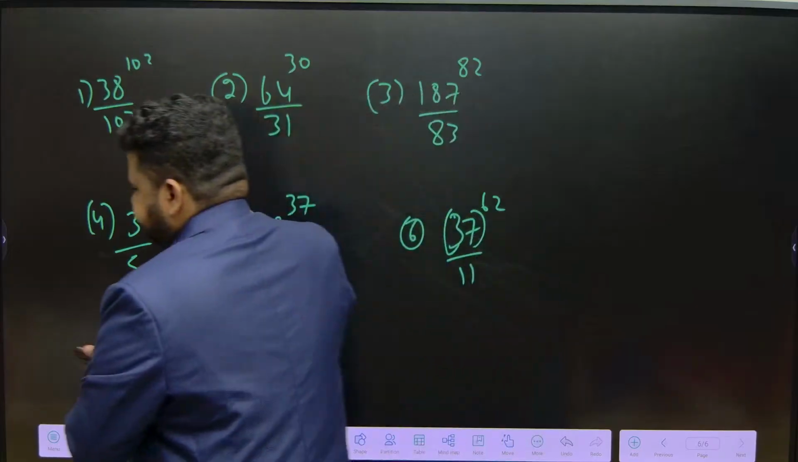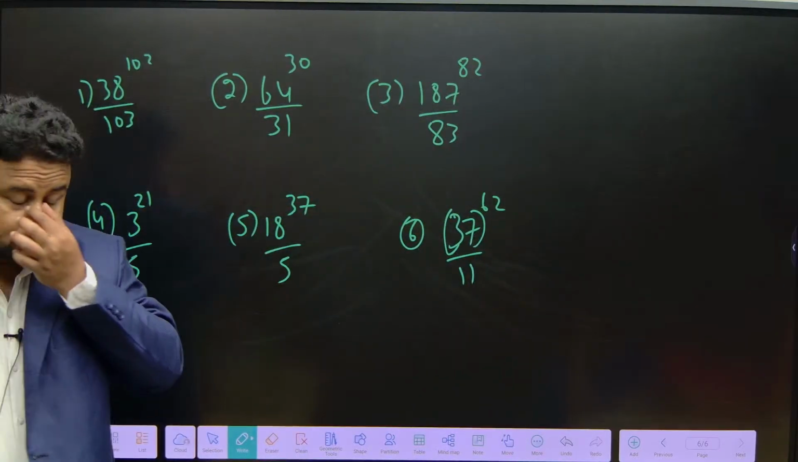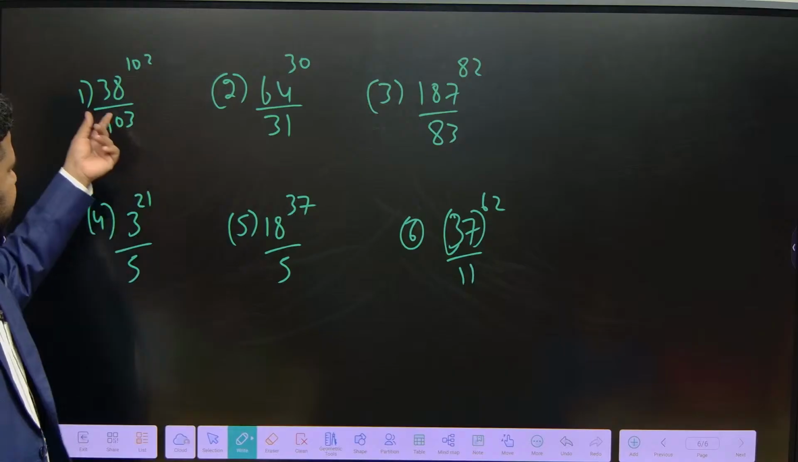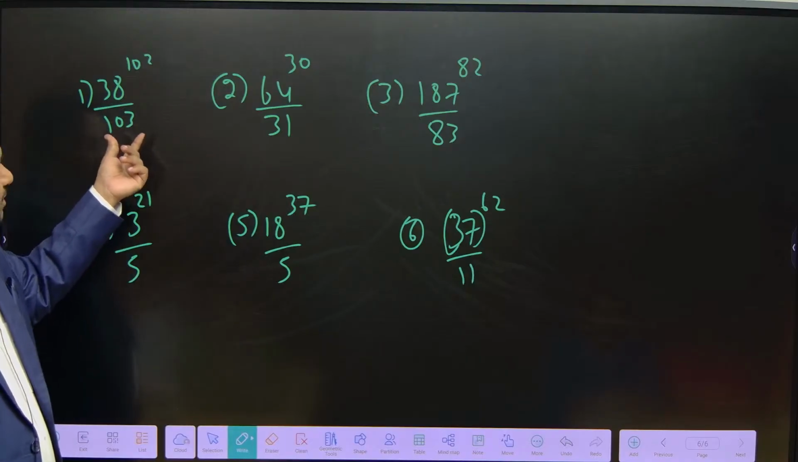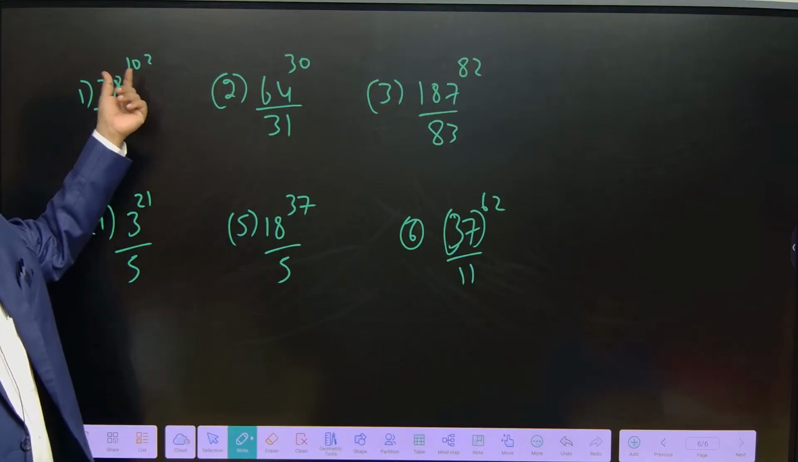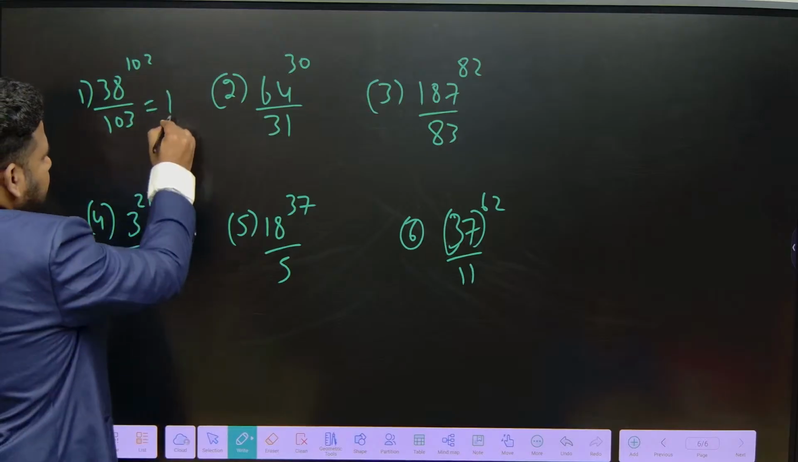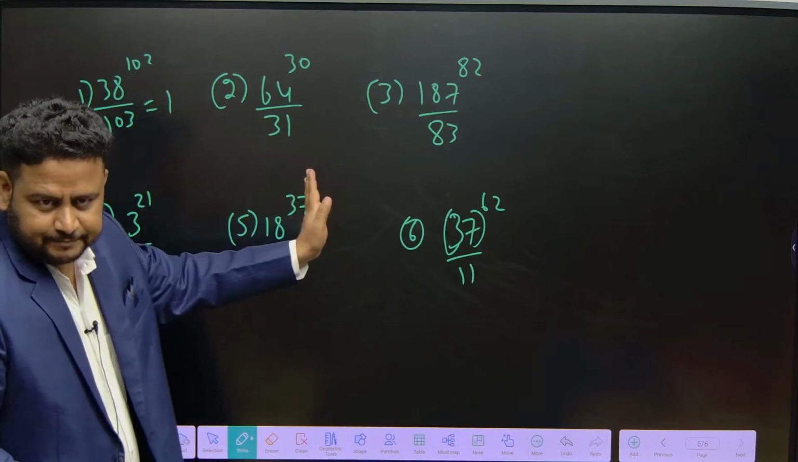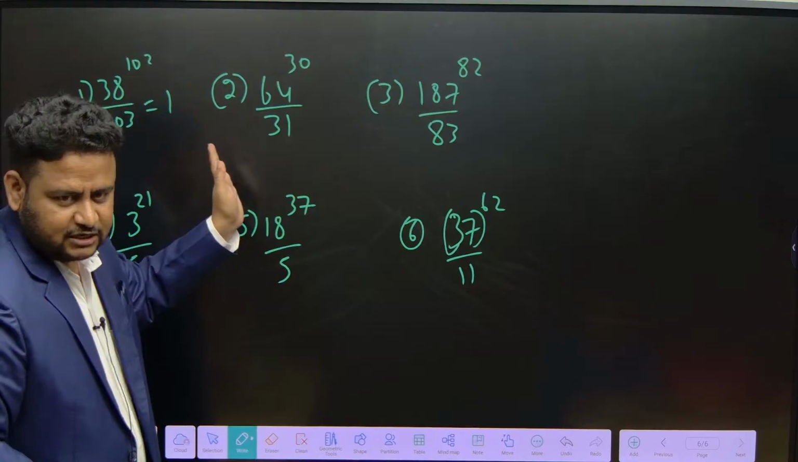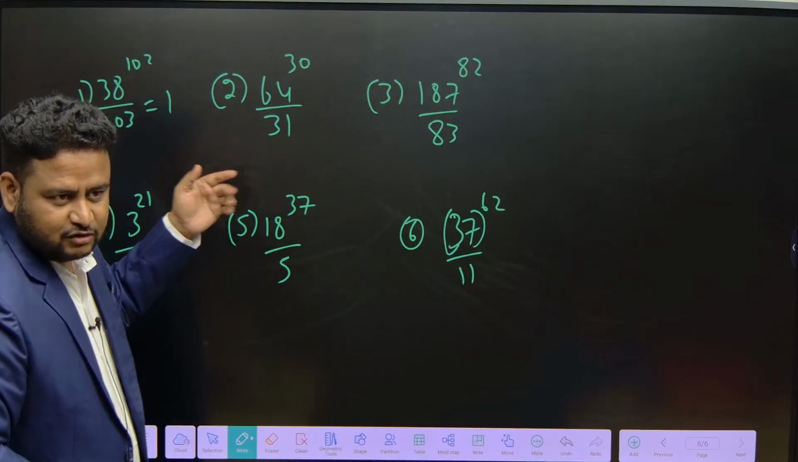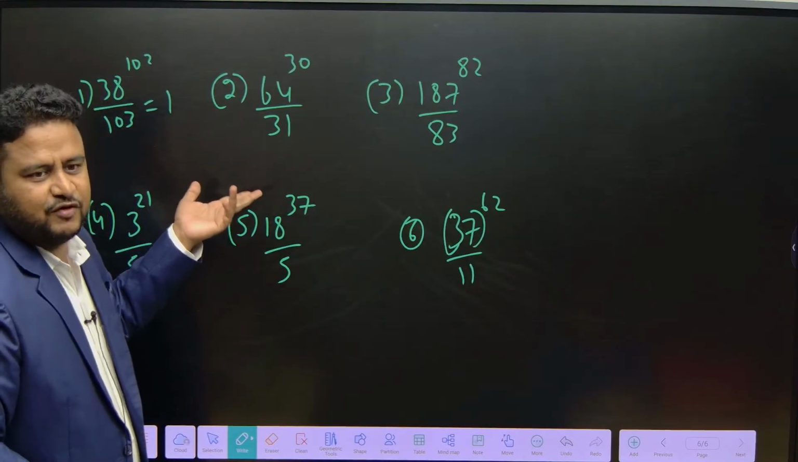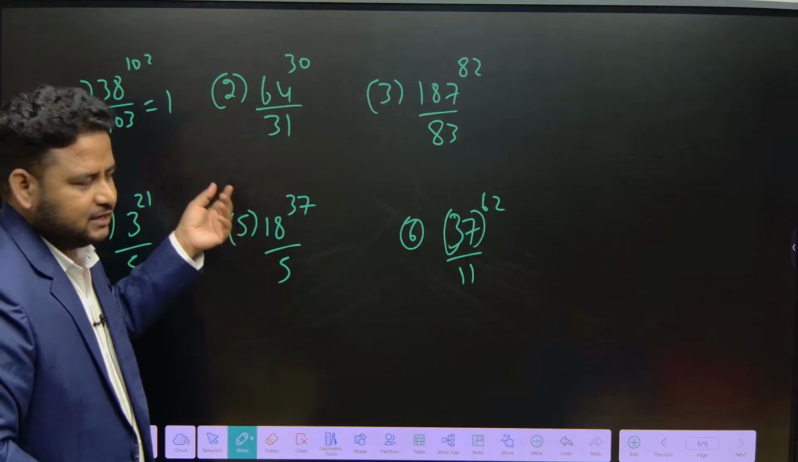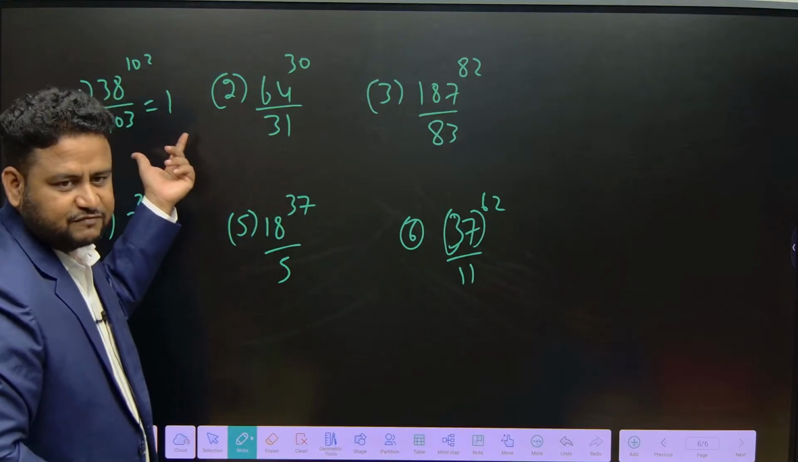See here, this one you will find directly: 38 by 103. 103 is a prime number, and 102 is 103 minus 1. Everywhere you have to find the remainder. Last time someone asked why you have to find the unit digit. Here also, you are finding the remainder because that is the question. So the remainder here is 1 using Fermat's theorem.